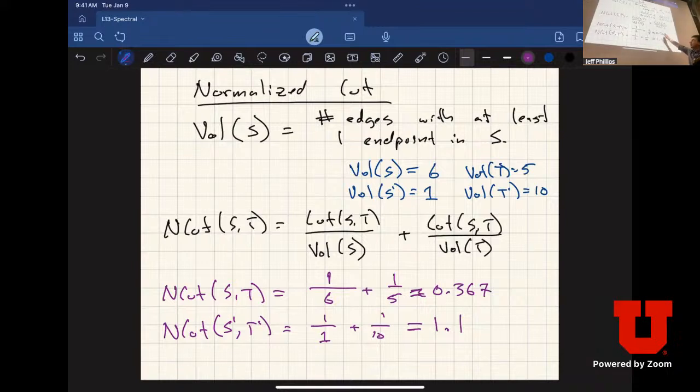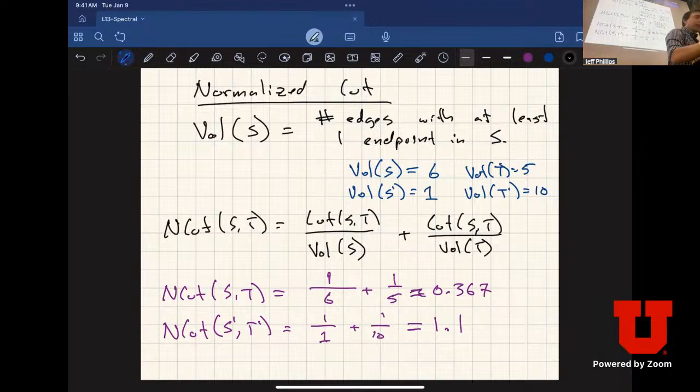So the normalized cut of the balanced S, T is much smaller than it was for S prime, T prime. This accomplishes what we decided we wanted as a class. We voted. Sorry if you voted for the other cut, but if you liked the S, T cut, then the normalized cut does a good job of optimizing this. So our goal then is to find the subset S that minimizes this normalized cut.